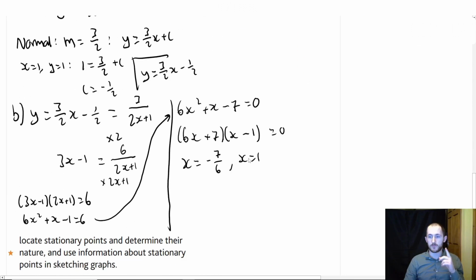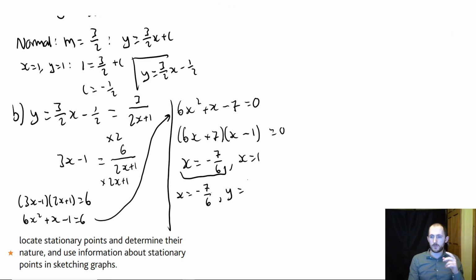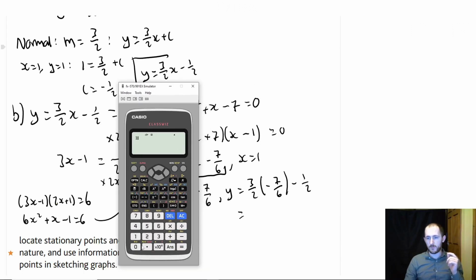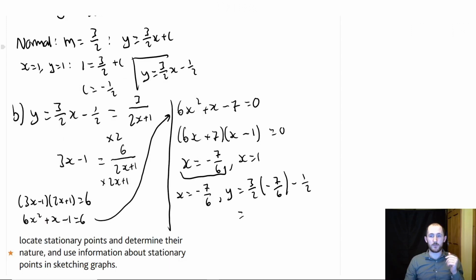So the exact coordinates of Q would be this solution here. So when x equals minus 7 over 6, y equals 3 over 2 minus 7 over 6. Right. And I don't know about you, but I'm definitely not going to work this out in my head because I don't want to. So we have 1.5, and hopefully it gives me it as a fraction. Minus 9 over 4, perfect.